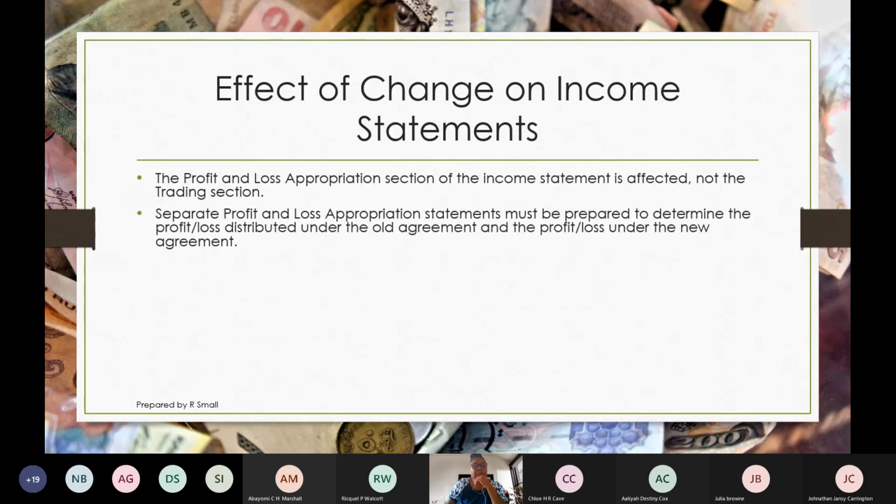Secondly, separate profit and loss appropriation statements must be prepared to determine the profit or loss distributed under the old agreement and the profit and loss distributed under the new agreement. Okay, and we are going to see this in a demonstration. I'm just talking about this at this point.